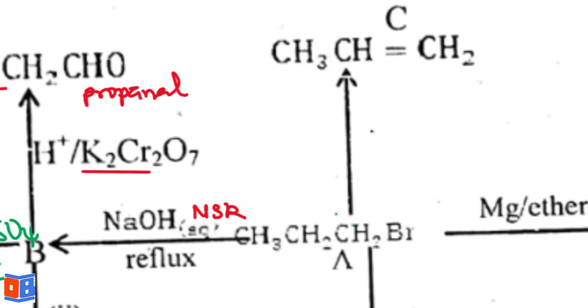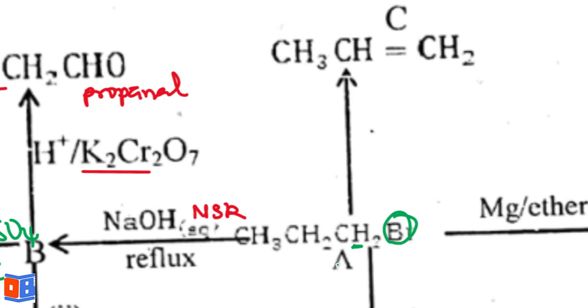What could be the reagent and reaction condition to convert A to C? We realize that A is converted to C by the removal of the bromine and 1 hydrogen to give rise to propene. So 1 bromine has been removed and a hydrogen atom also has been removed. So what could be the reagent?